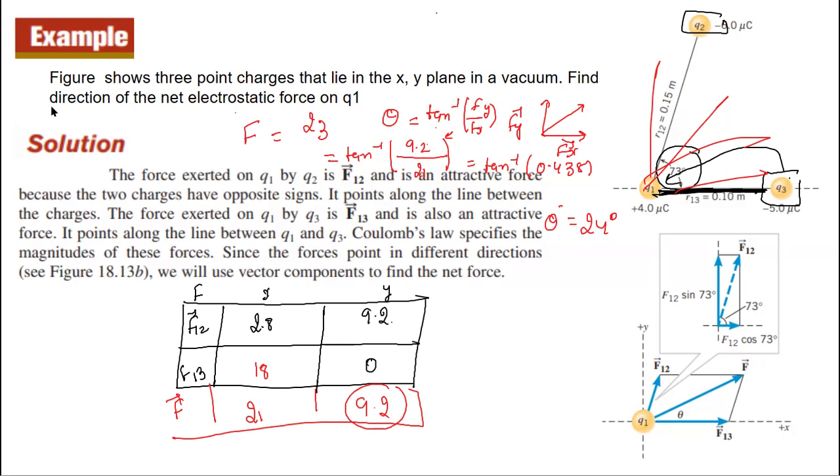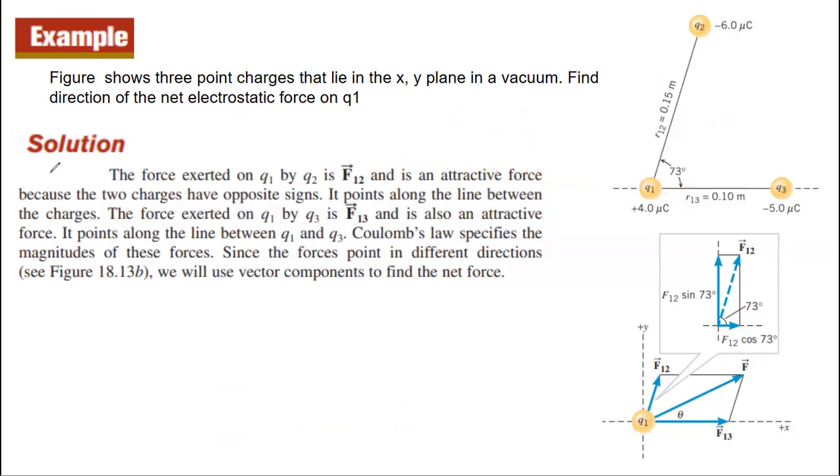So this is what we got: the net electrostatic force on the charge Q1 has a magnitude of 23 and the angle is 24 degrees. Perfect. This is it for this video, and we'll continue reading more about this stuff in the next video. Thank you.